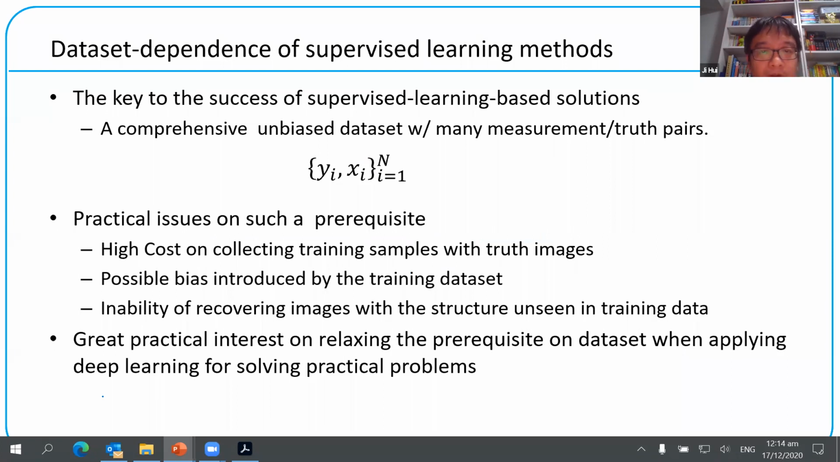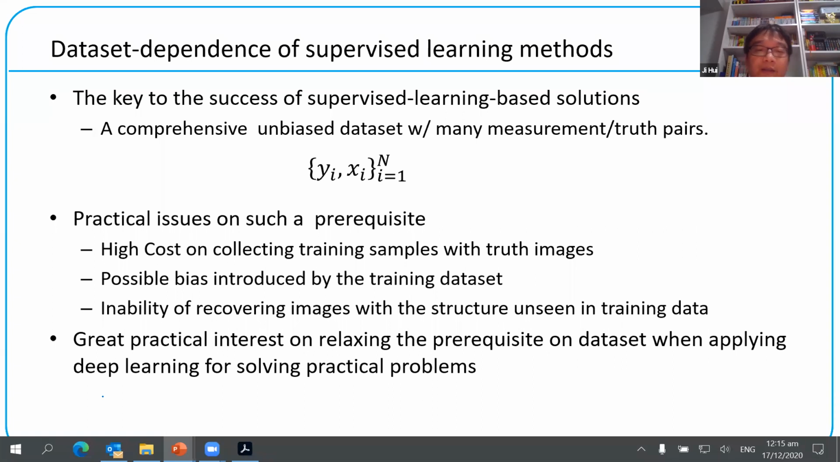But as we all know, these are supervised learning methods. The key to the success, of course, includes developing the architectures, but more importantly it is probably how to collect the data. So you need a comprehensive, unbiased data set with a great amount of image pairs to train the network. Because remember, the network is a mapping from a very high dimensional space to a very high dimensional space. Such a requirement on the data set will raise many practical issues, right? Because collecting training examples, especially with clean images, for example if you try to do image denoising, you have to collect images free of noise. Then it's actually quite costly and not easy.